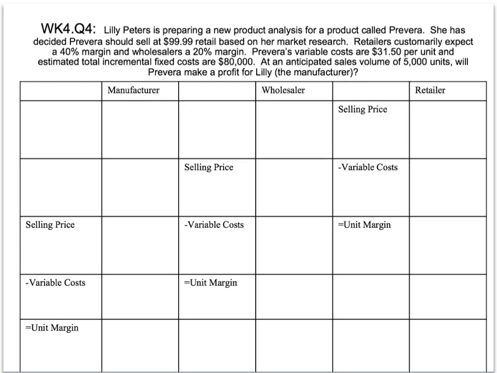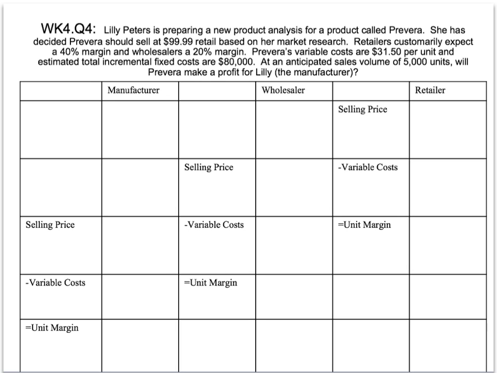Week 4, question 4 has two parts to it essentially. First, we need to sketch out our manufacturer, wholesaler, retailer chain here so that we can work our way backwards and calculate the manufacturer or Lily's unit margin to be able to calculate our break even.